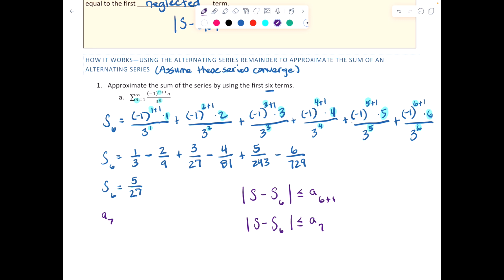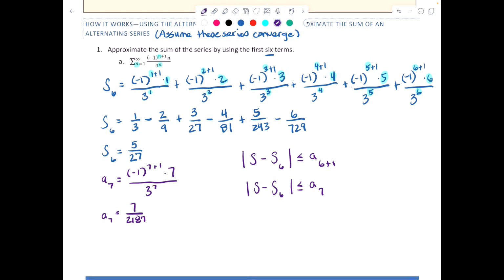So A7 is going to be -1 to the 7 plus 1 times 7 over 3 to the 7th. So that'll end up being positive, and then we'll get 7. If you times 729 by 3, you get 2187. Cool so far? So we're going to use this information in this inequality. So S minus 5/27, that's in the absolute value, is less than or equal to 7 over 2187.